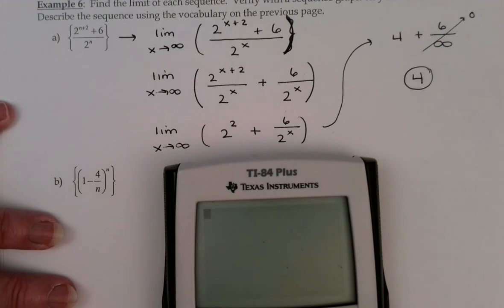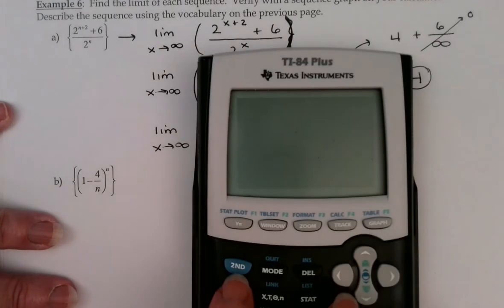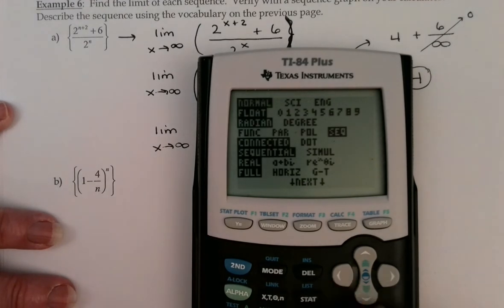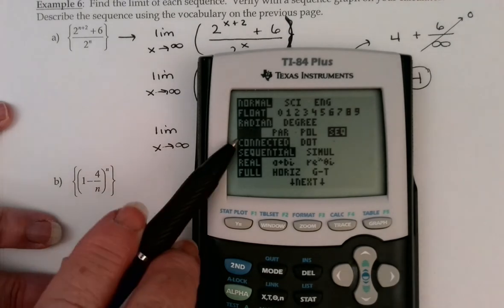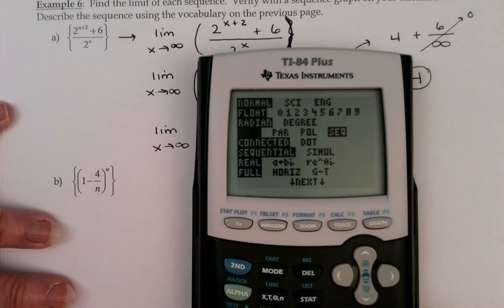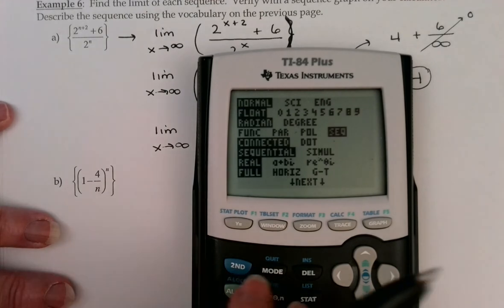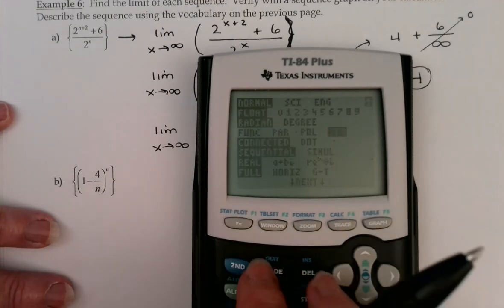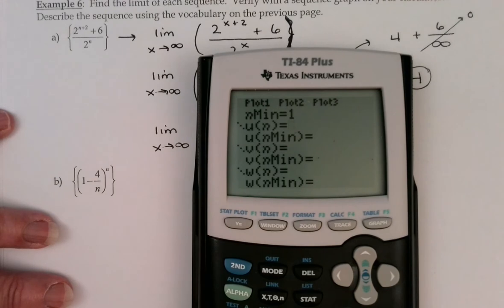On your calculator, go into your mode, right here next to the second function mode. And I've already got mine done. Normally, we leave our calculator in function mode. That's what we've always done up till now. But I'm going to have you move this over to sequence mode. And when this is in sequence mode, if I hit y equal, it looks very different now than what you're used to.